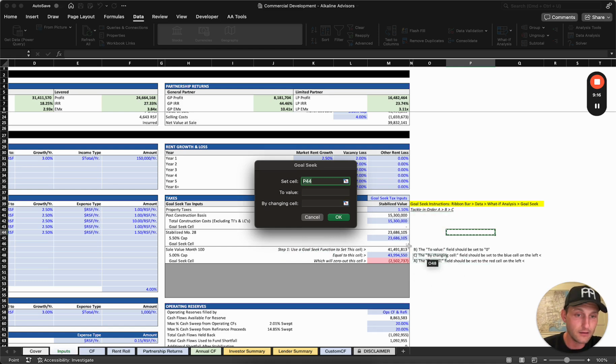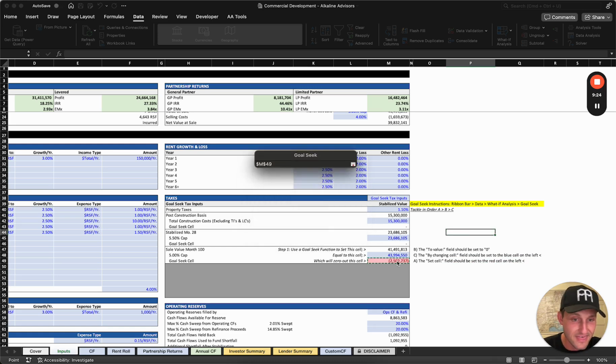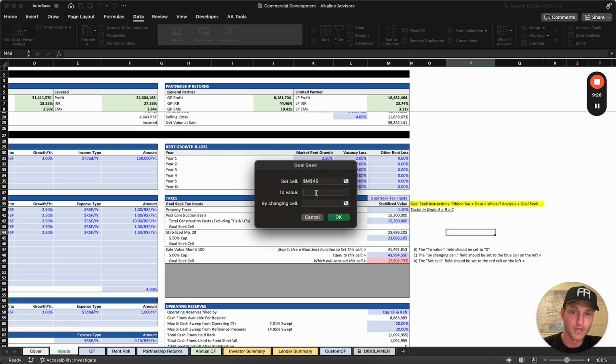Set cell field should be set to the red cell on the left. So in this scenario, we want to set this to set cell. Step B, the to value field should be set to 0. So let's make this 0. By changing cell, the by changing cell field should be set to this on the left, by changing cell this. So now we'll click OK.